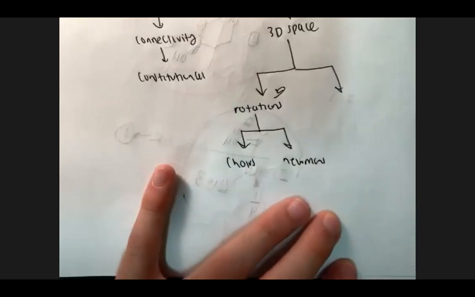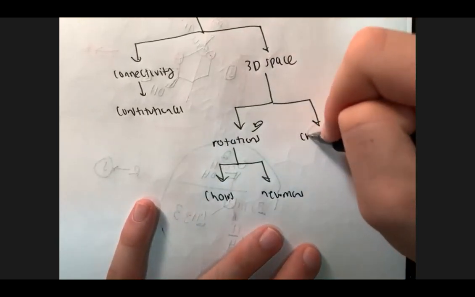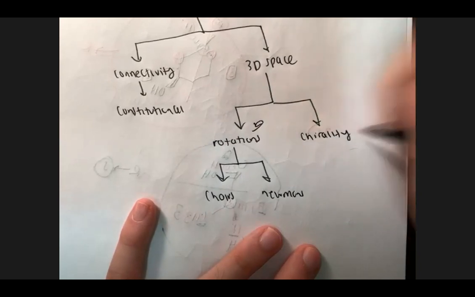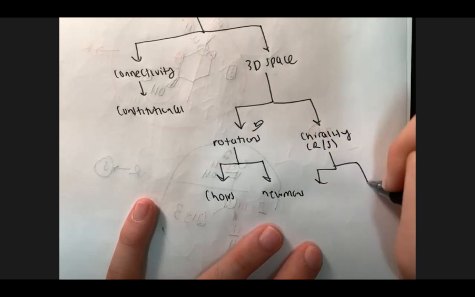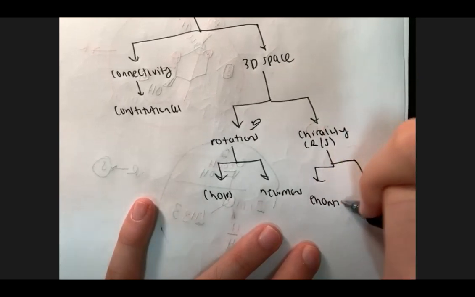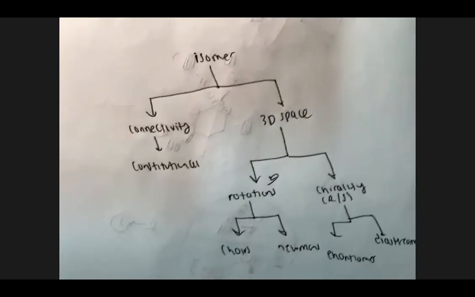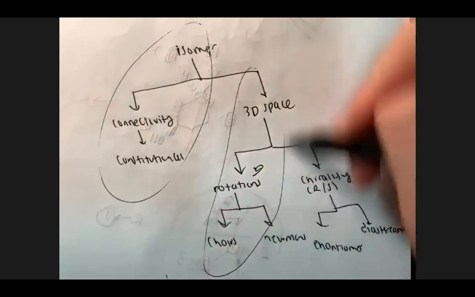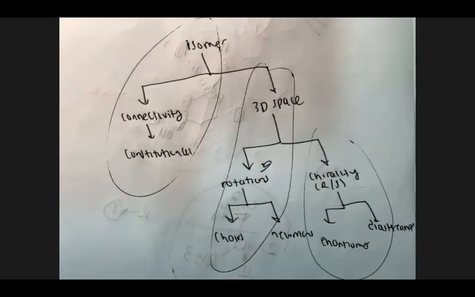So I think you guys know where we're at so far. And then the other thing that happens in 3D space is chirality. Chirality, so that's R and S. So we have 2 different types, enantiomers and diastereomers. And now we have finally basically finished this tree. We did this like 2 weeks ago, we did this kind of last week, and now we're here. We're on the last branch of it. So hopefully you guys kind of know where we are.